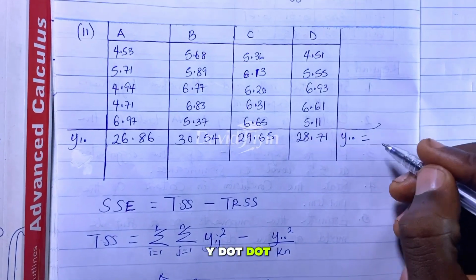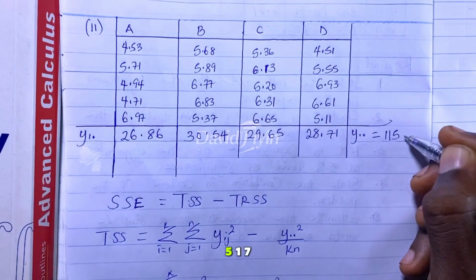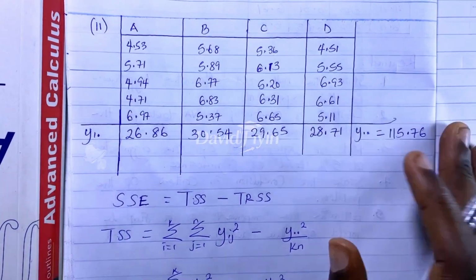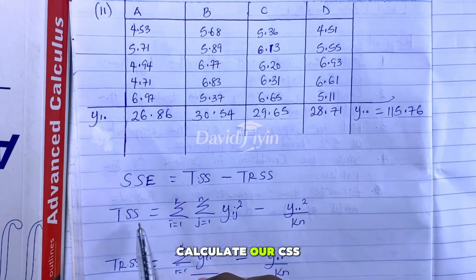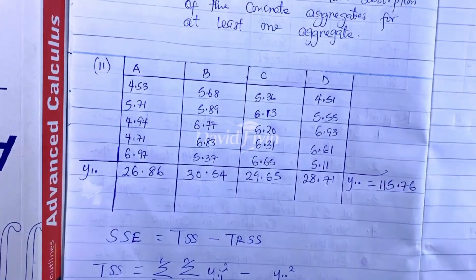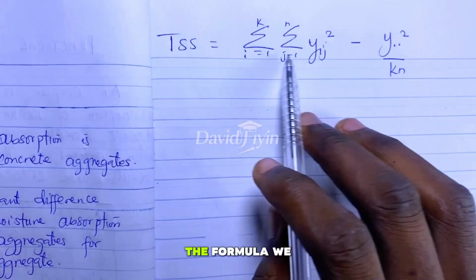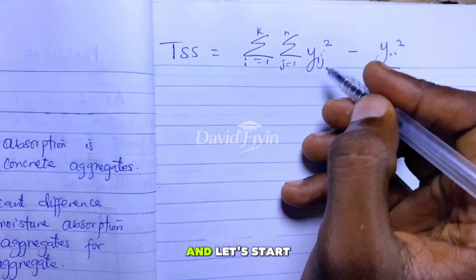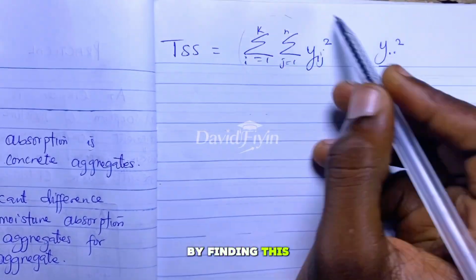And so our y dot dot is 115.76. So moving on from there, let's calculate our TSS first. For the TSS, this is the formula we are using. And let's start by finding this part first.